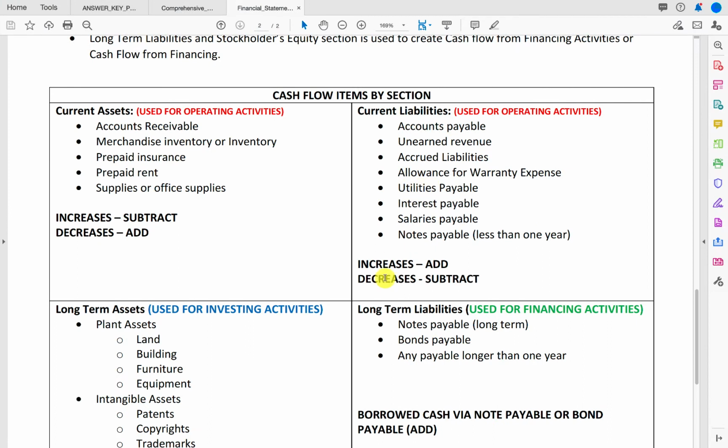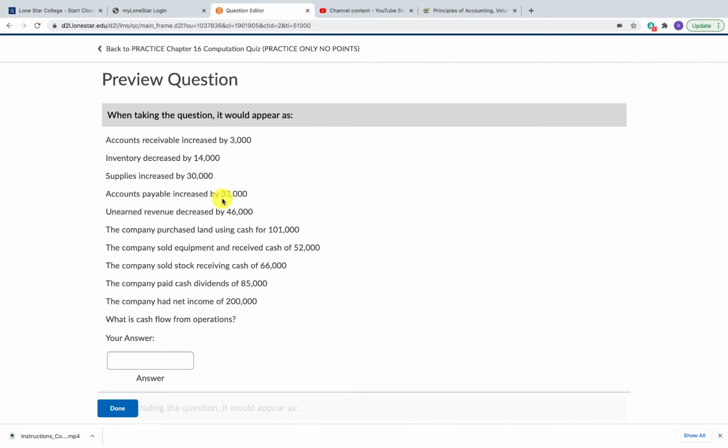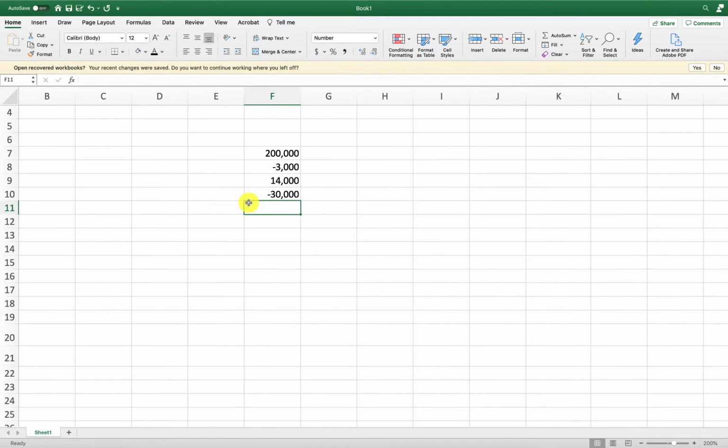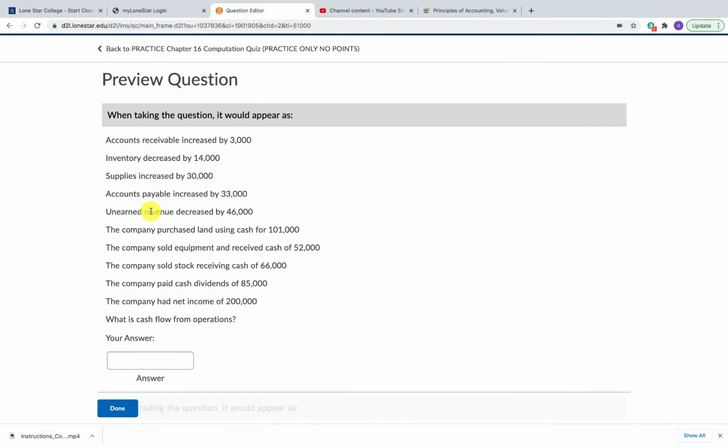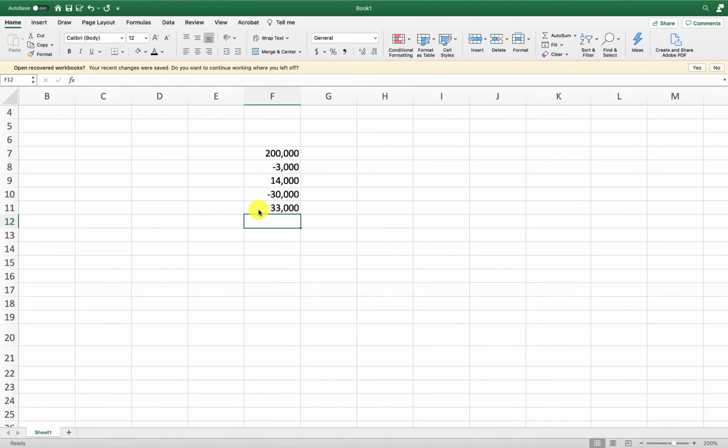What's the rule for current liabilities? Increases add, decreases subtract. So remember, if it's a current asset, you follow these rules. If it's a current liability, you follow these rules. Okay, so accounts payable increased by 33,000. So I'm going to put a positive 33,000. And unearned revenue decreased by 46,000. I'm going to put a negative 46,000.